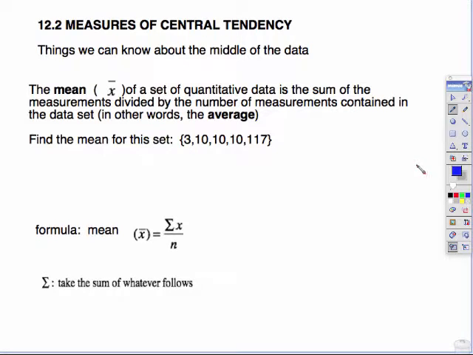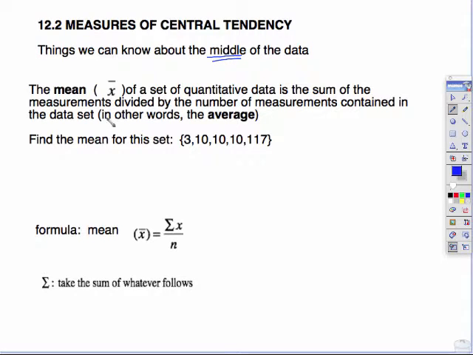This video is on section 12.2, Measures of Central Tendency. You are probably familiar with the terms mean, median, and mode, and that's the main thing we're going to look at in this lesson. The mean, the median, and the mode all have to do with the middle of the data.